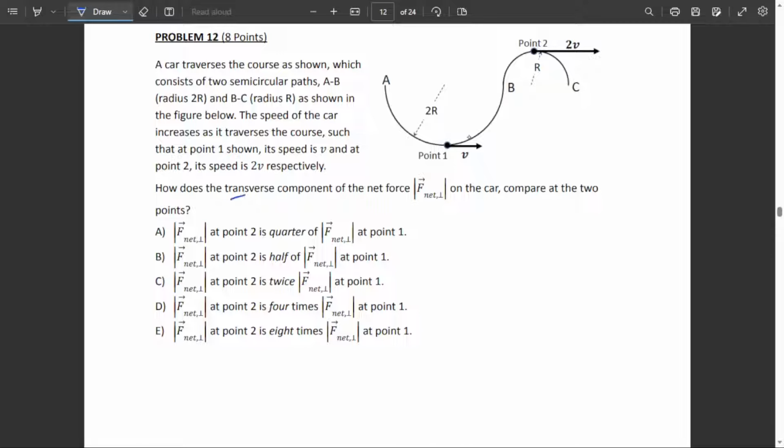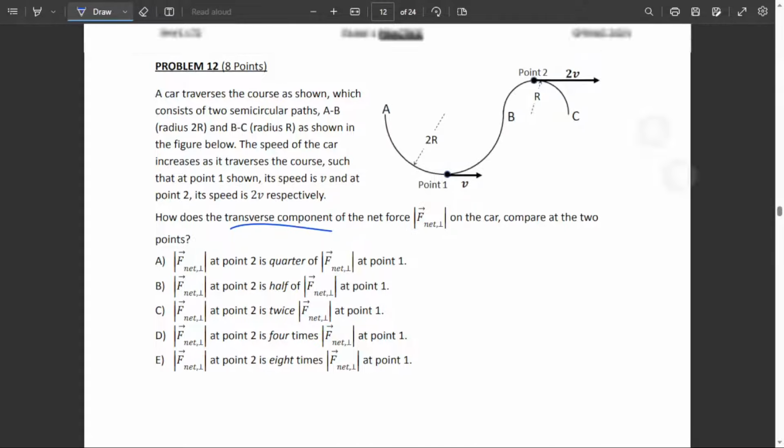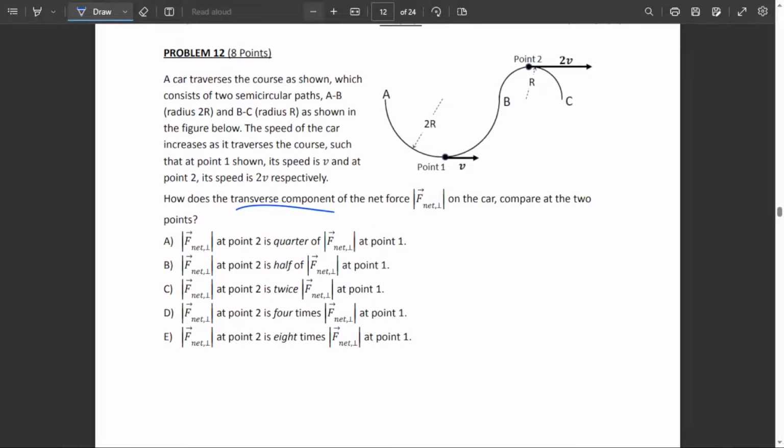So, first of all, the transverse component is the component of the net force going towards the center of the semicircle. This is our transverse component. We'll call this AB, and we want to know how the transverse component at AB compares to the component at BC. So, how do we calculate this?